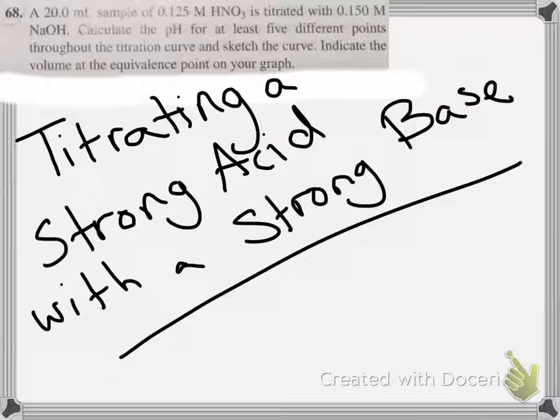In this video, I'm going to be going through an example of titrating a strong acid with a strong base. So the question says a 20 milliliter sample of 0.125 molar nitric acid is titrated with 0.15 molar NaOH. Calculate the pH for at least 5 different points throughout the titration curve and sketch the curve. Indicate the volume at the equivalence point on your graph.